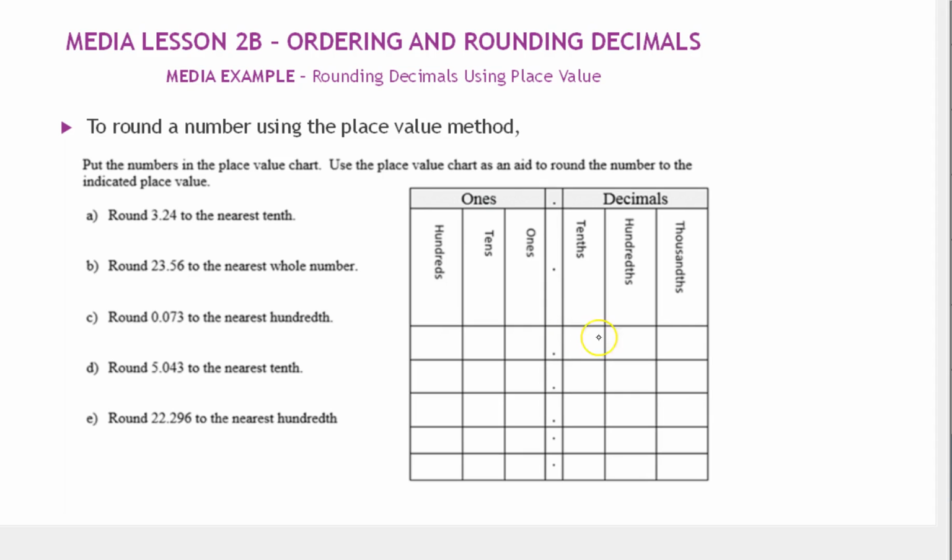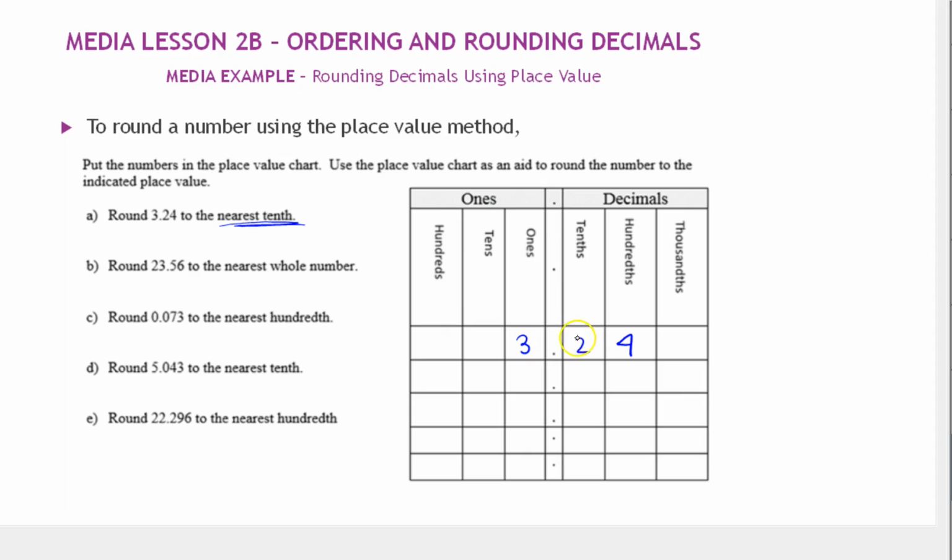We're going to start by using a place value chart, and you can always label your numbers with place values until you're ready to go without it. So put the numbers in the place value chart and use the chart as an aid to round the numbers to the indicated place value. The first number is 3.24, so that's 3 ones, 2 tenths, and 4 hundredths. And we're asked to round to the nearest tenth.